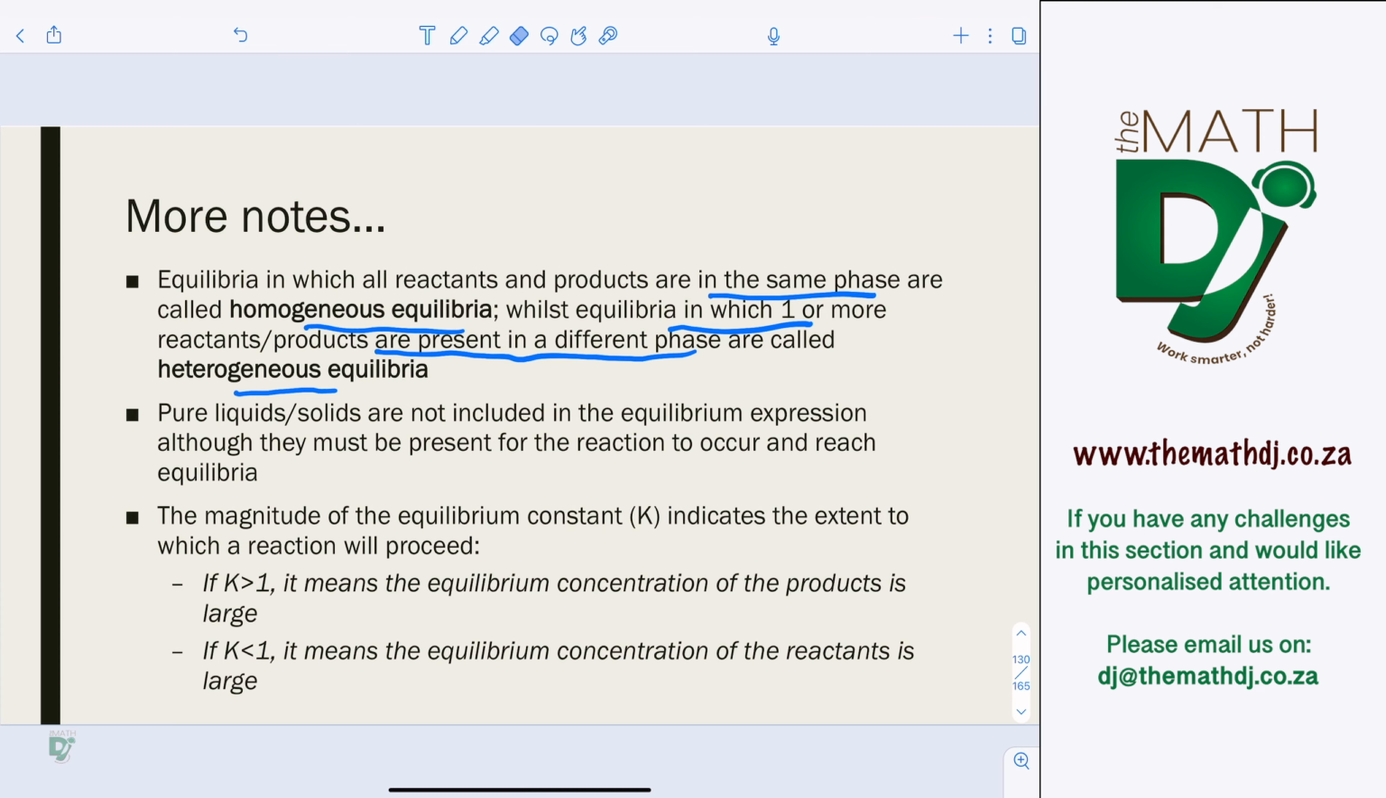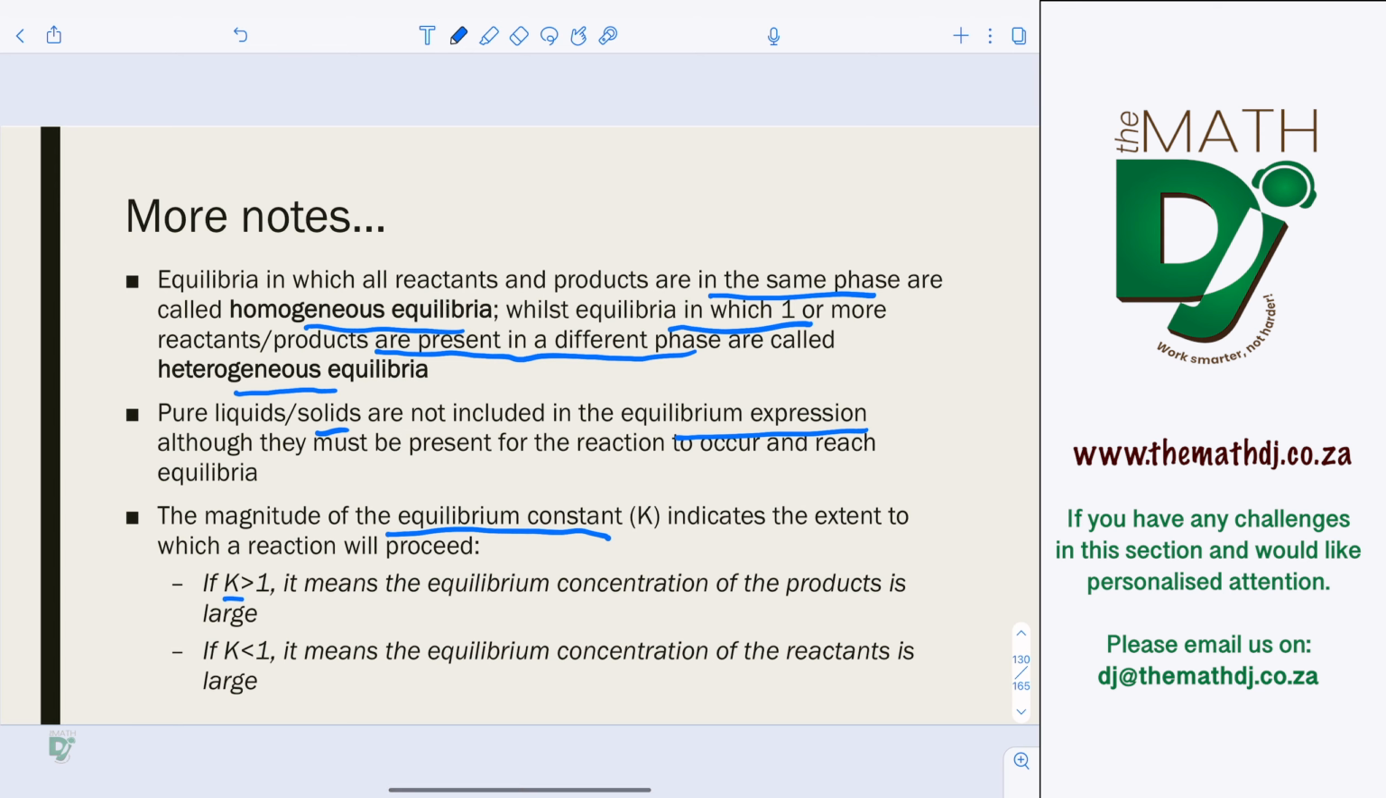Pure liquids or solids are not included in the equilibrium expression, although they must be present for the reaction to occur and reach equilibrium. So this is just a point to note. The magnitude of the equilibrium constant K indicates the extent to which a reaction will proceed.